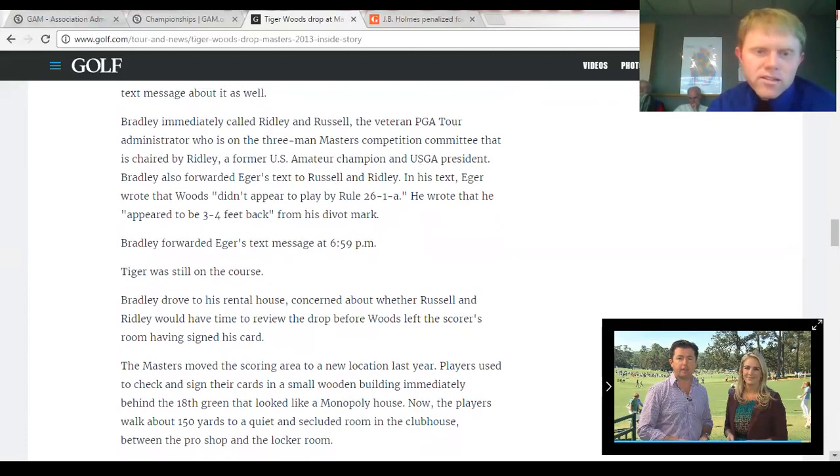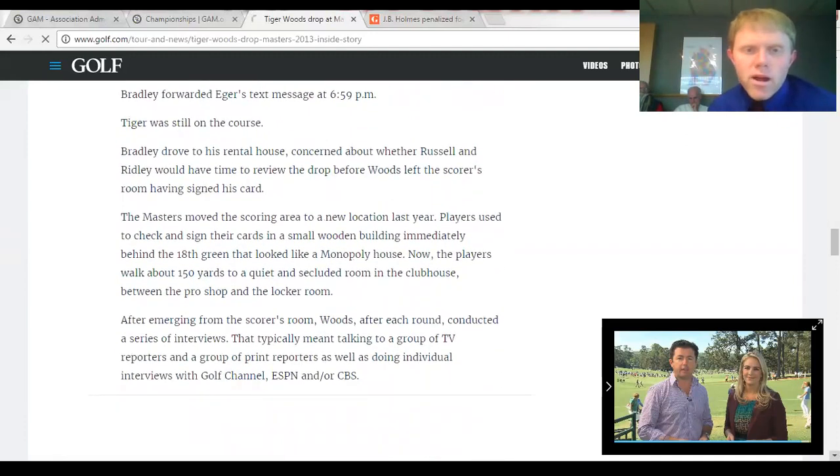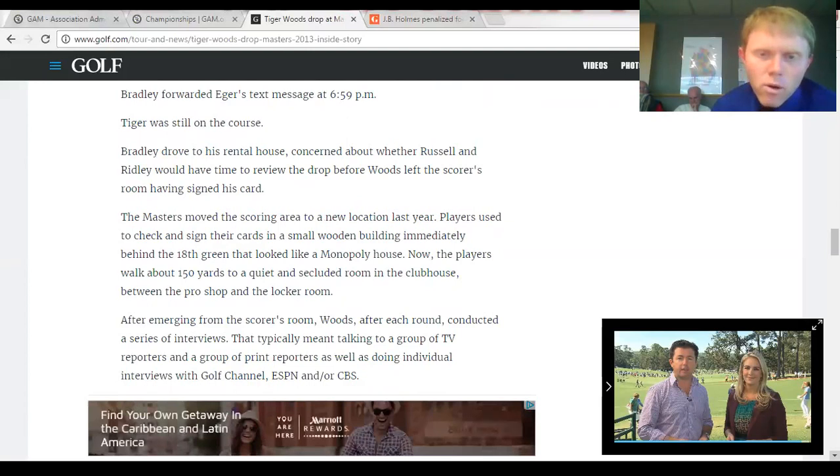Bradley forwarded Eager's text message at 6:59. Tiger was still on the course. Bradley drove to his rental house, concerned about whether Russell and Ridley would have time to review the drop before Woods left the scores room, having signed his card.